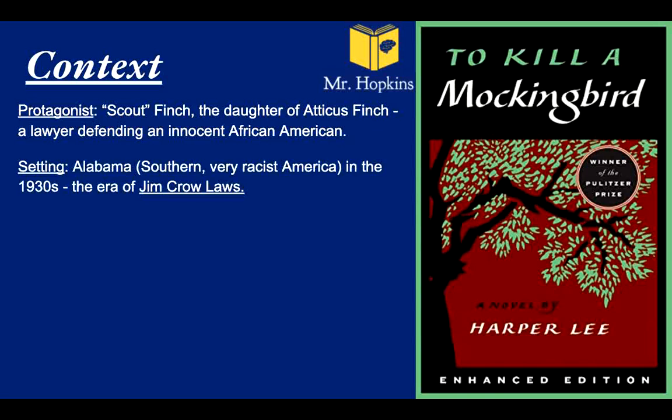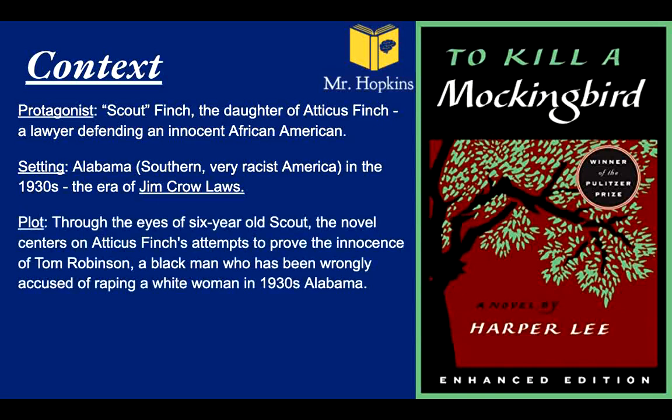Now, this is important because during the 1930s there were a set of laws called Jim Crow laws which separated and segregated African Americans from white people. You might know about African Americans having to sit at the back of the bus, use different water fountains, and go to different schools. Alabama was a state that was at the time very, very racist.